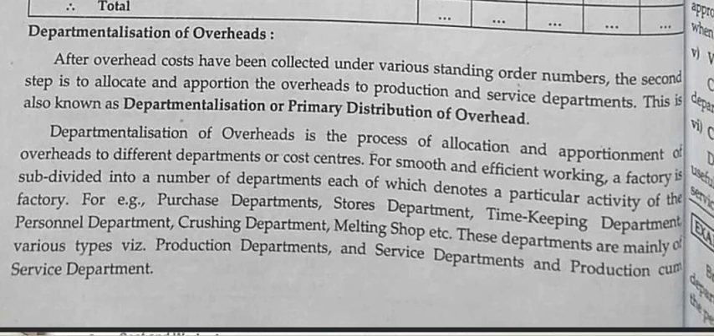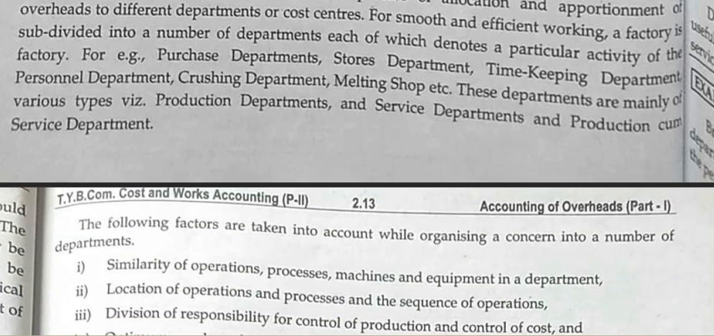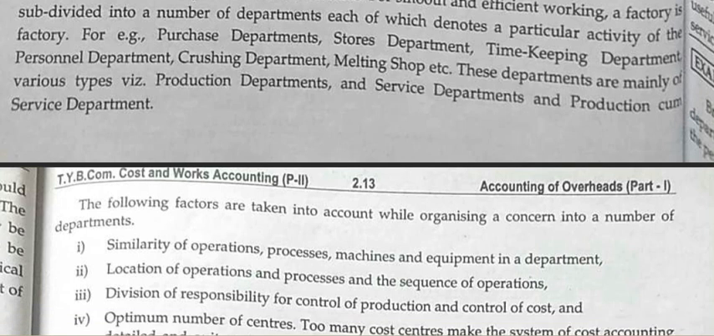For smooth and efficient working, a factory is subdivided into a number of departments. One production process is divided into various departments, such as, for example, purchase department, store department, timekeeping department, personnel department, crushing department, melting shop, cooling chamber, like this. These are the various examples.